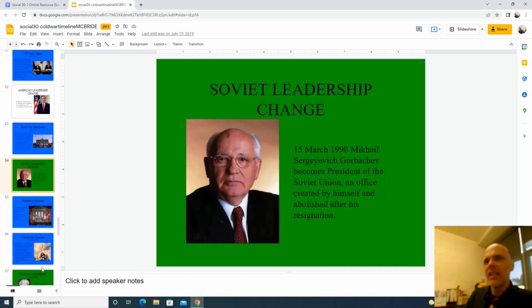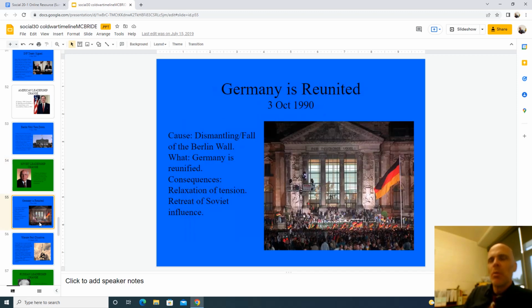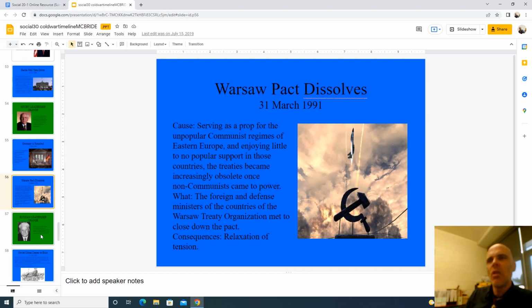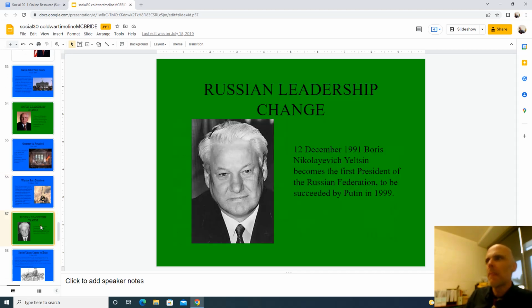This is just changing the title. He's still the leader, but his title changes. He's now the president of the Soviet Union rather than the Secretary General. Germany's reunited in 1990. The Warsaw Pact is dissolved in '91. So any of these dates could fit in terms of an end of the Cold War.